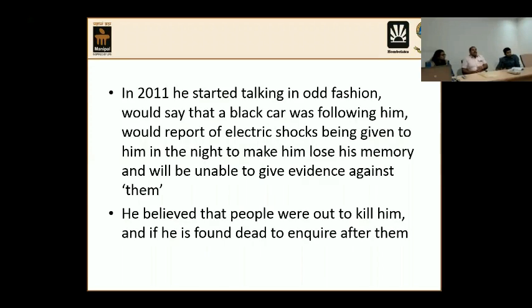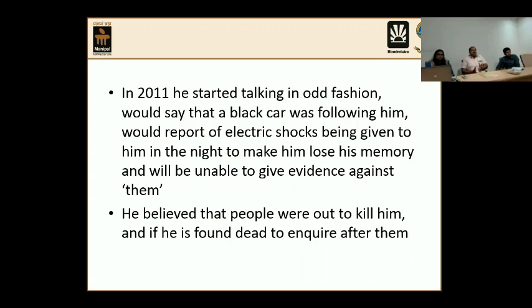For the family members, they believed it initially because there was actually a chemical laboratory very near to their house, so they thought there may be something actually happening. In 2011, he started talking in an odd fashion, would say that a black car was following him, would report electric shocks being given, and was unable to remember.